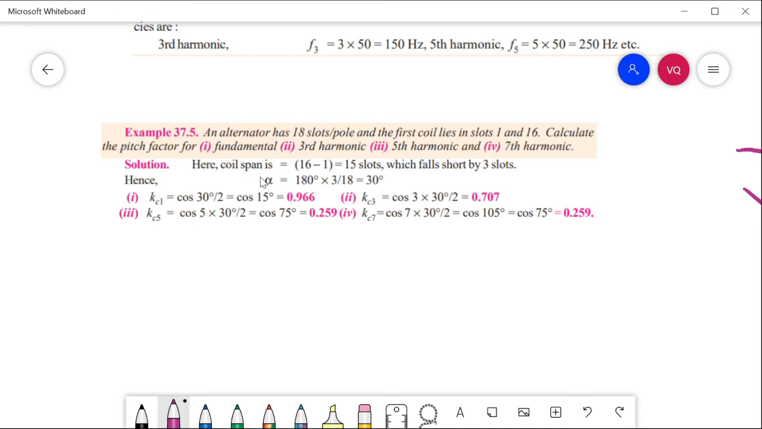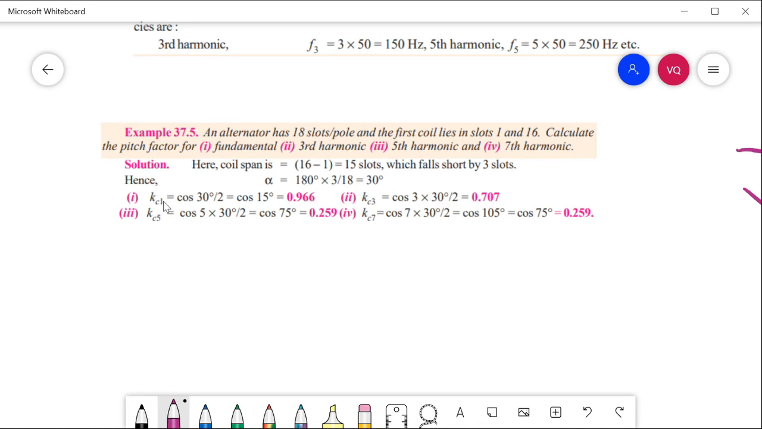counting at 2. If we count 2 until 16, that is 16 minus 1, we have 15 slots. And the total is 18 slots. So we have a short pitch, which falls short by 3 slots. 18 minus 15 is 3 slots. Our alpha is equal to 180 times 3 over 18. Our pitch factor, 3 over 18, is equal to 30 degrees.